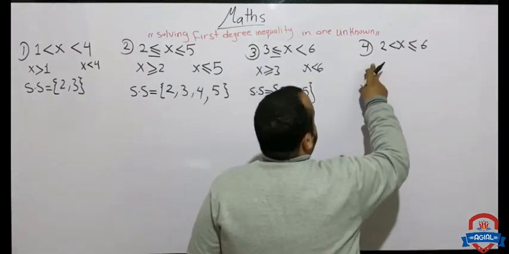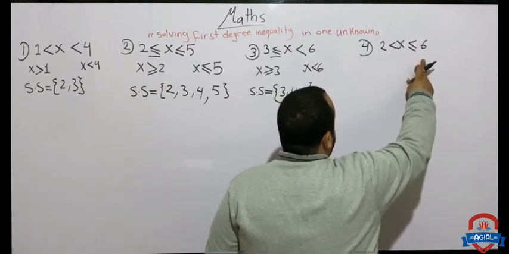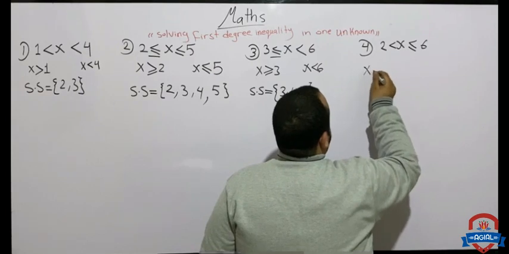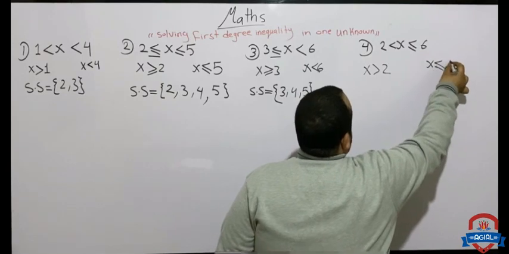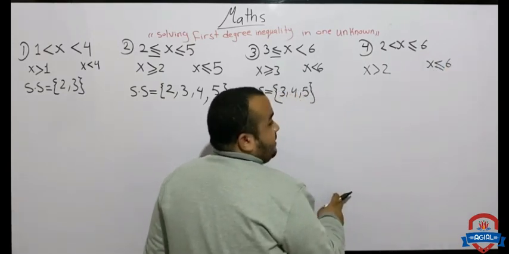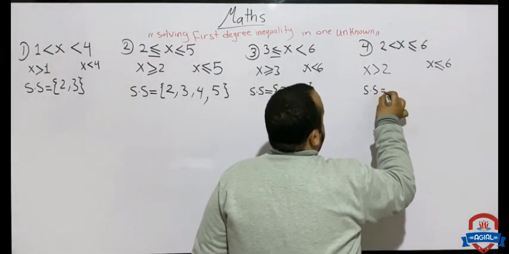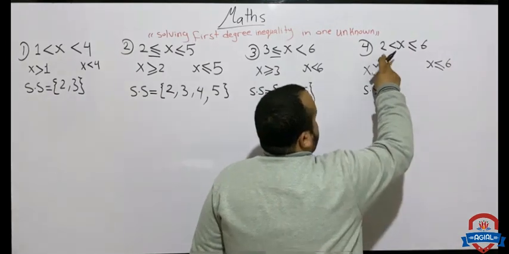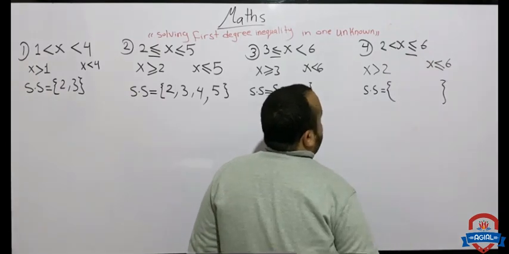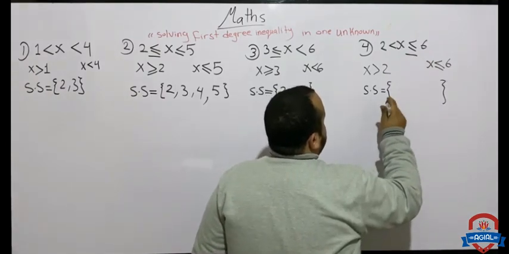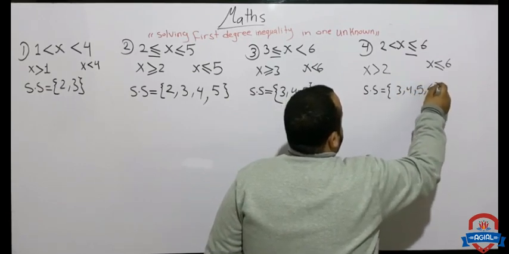The last form, x is greater than 2 and x is less than or equal to 6. So the solution set of this inequality equals the set of numbers between 2 and 6, and we take 6 because we have the equality sign. So the solution set of this inequality equals 3, 4, 5, and 6.